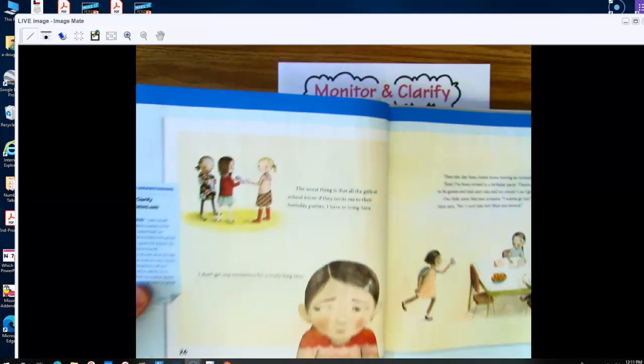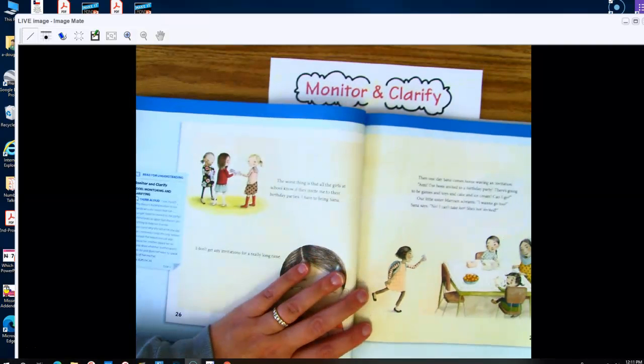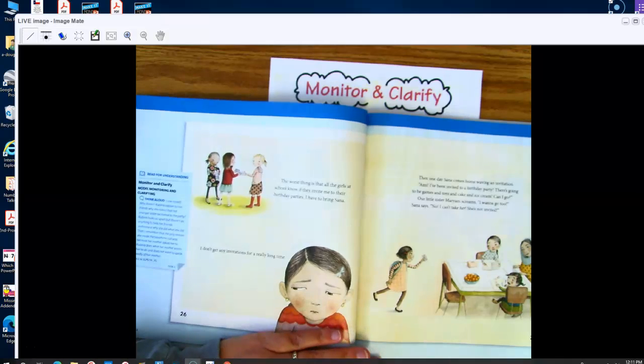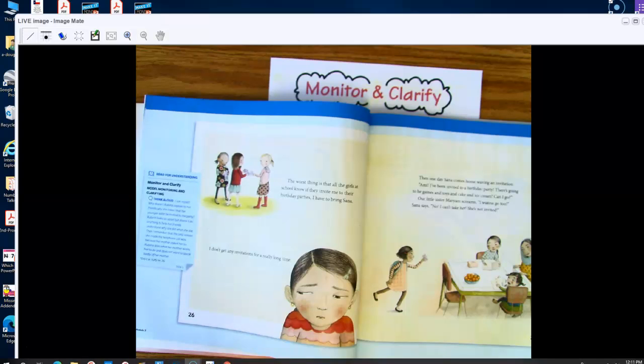The worst thing is that all the girls at school know if they invite me to their birthday parties, I have to bring Sana. I don't get invitations for a really long time. And I ask myself, why doesn't Rubina explain to her friends why she asked her?